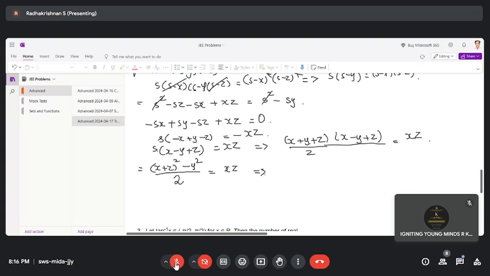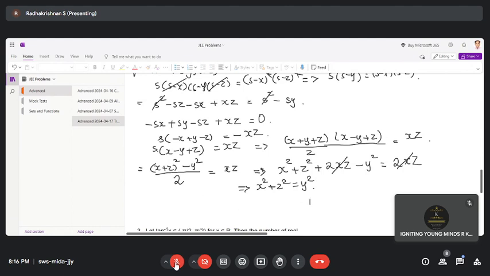Let us expand this. X square plus Z square plus 2XZ minus Y square equal to 2XZ. So this gives us X square plus Z square equal to Y square. It looks like so many steps, but with some practice, we can do these faster.